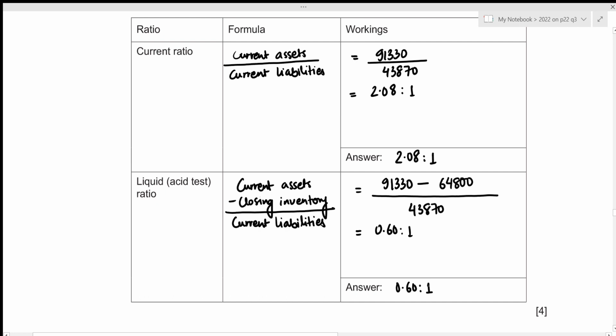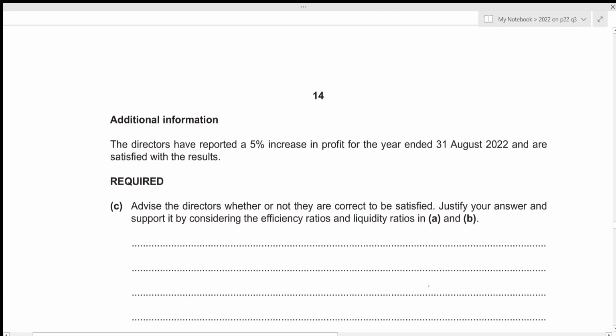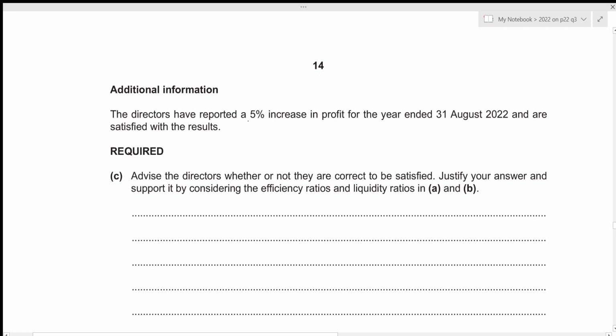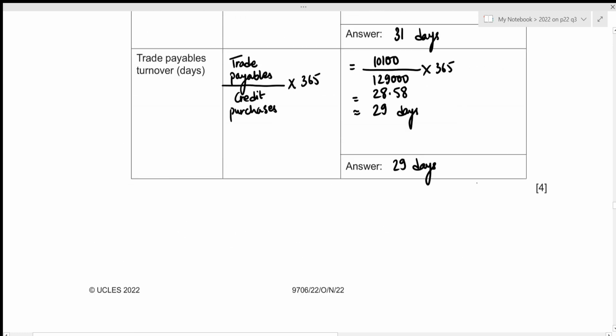Okay, this concludes the second part. We can now move towards the third one. The directors have reported a 5% increase in profit for the year ended 31st August 2022 and are satisfied with the results. We now need to advise the directors whether or not they are correct to be satisfied. We need to justify our answer and support it by considering the efficiency ratios and liquidity ratios in A and B. Let's have a look at our efficiency ratios.